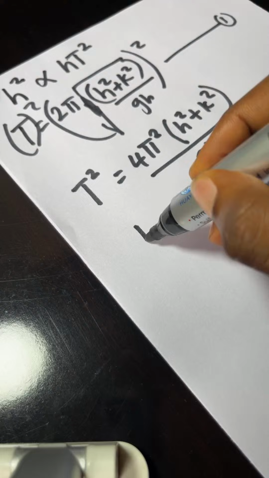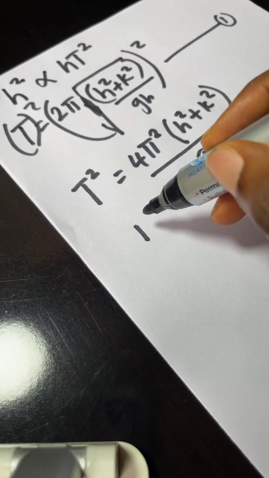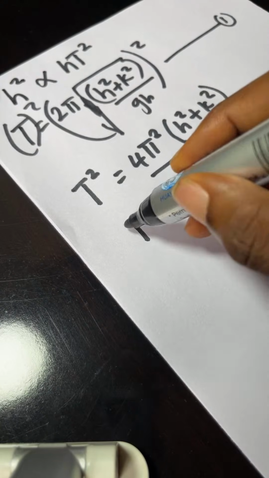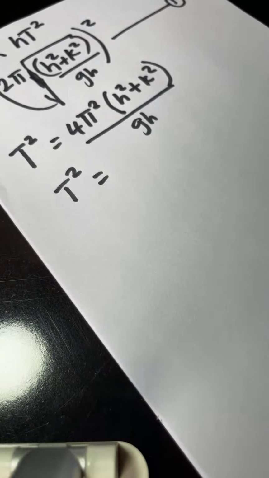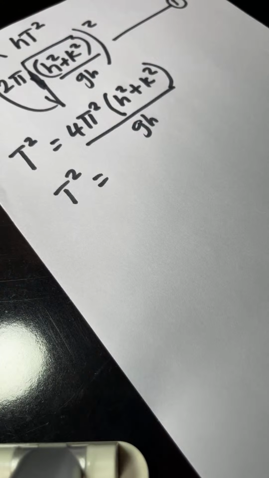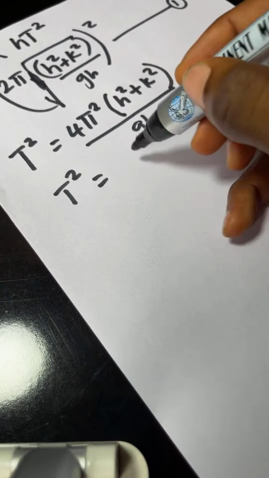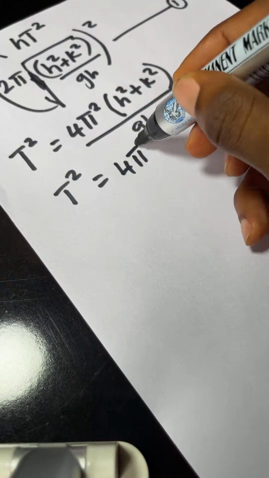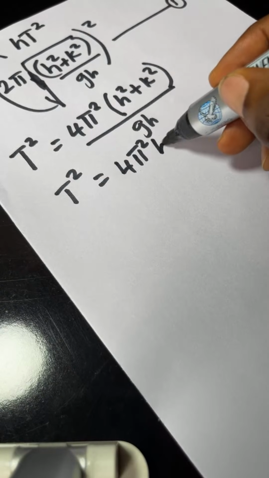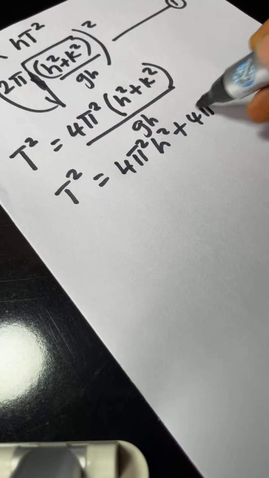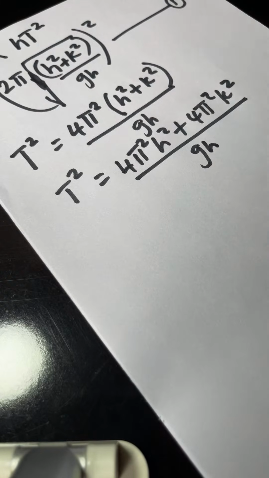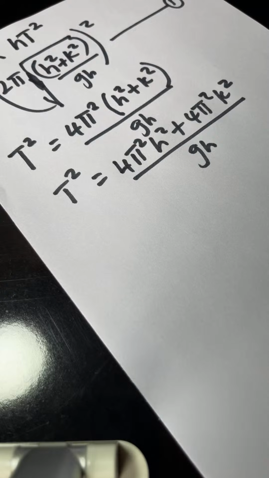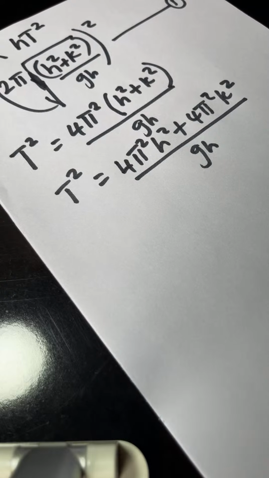So therefore, ht square is equal to... I'll not answer your comments. ht square is 4 pi square h square plus 4 pi square k square all over gh. Leave my pop 2 alone.